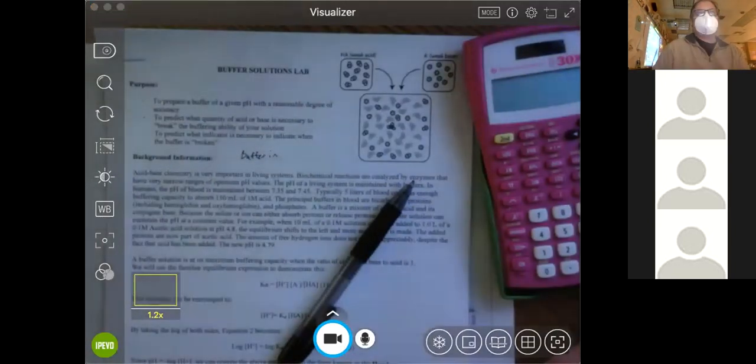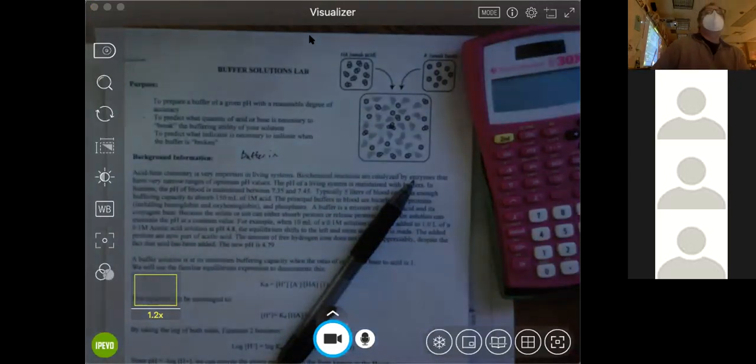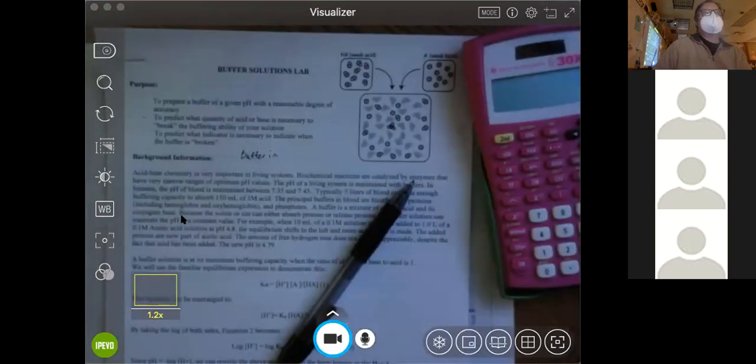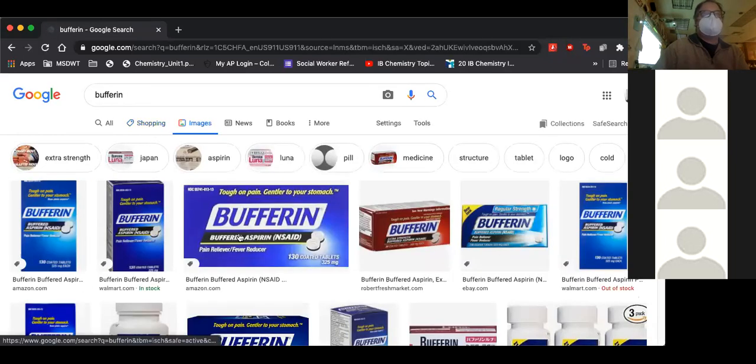Let's see if I can find out if they still make Bufferin. Yes, it is just an aspirin brand. So like Tylenol and stuff like that, you could use Bufferin. Let's see what the images look like. So this is Bufferin. Now take a look here. It is buffered aspirin.